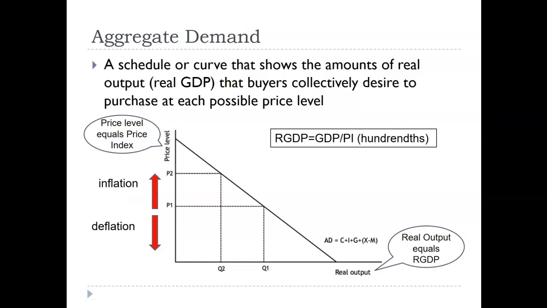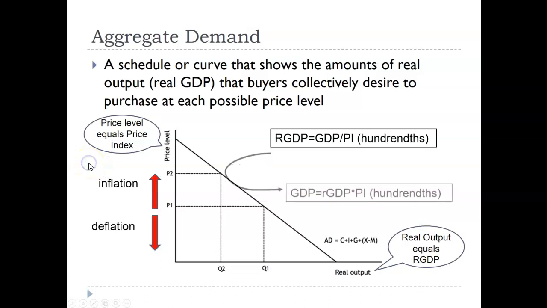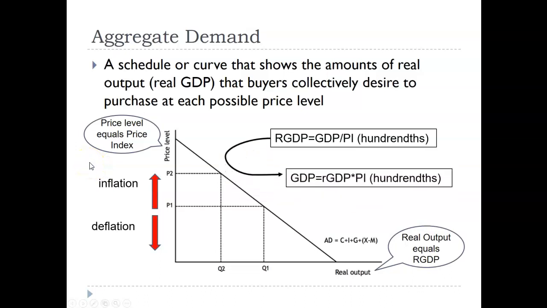So let's go back a little bit to identifying nominal versus real GDP. Real GDP is the nominal GDP divided by the price index in hundreds. Let's rearrange that a little bit. That means the nominal GDP is the real GDP times the price index in hundreds.